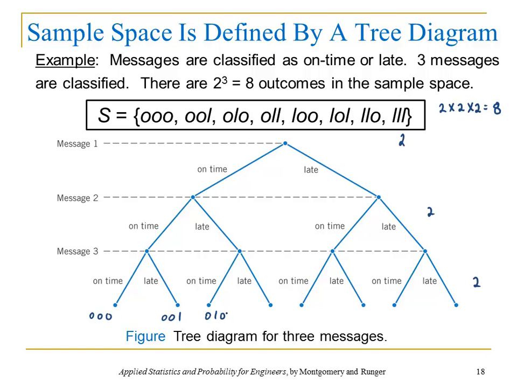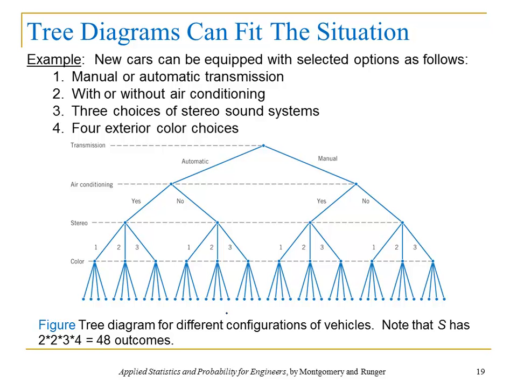And this can get very complicated. The more options we have, the more difficult it's going to be to list all the outcomes of your sample space. So here we have a different example in which new cars can be equipped with selected options as follows.